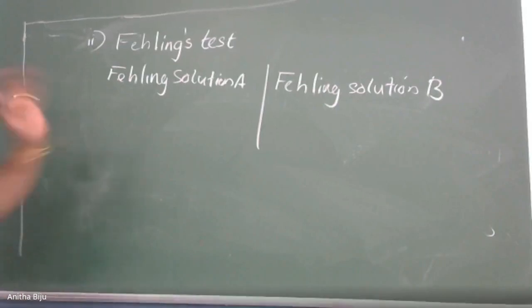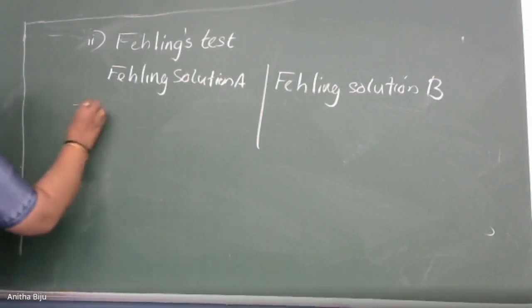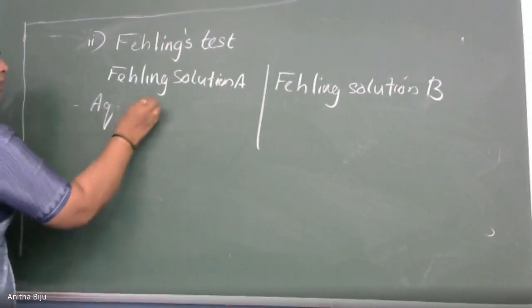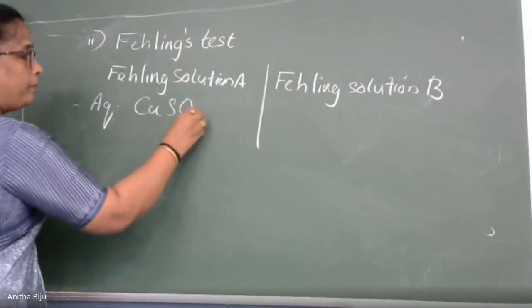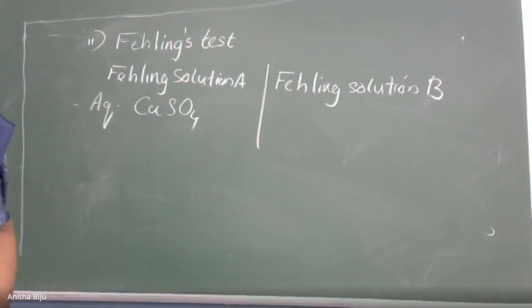Then what is chemically Fehling solution A? Fehling solution A is aqueous copper sulfate. What is the color of copper sulfate? Blue. So Fehling solution A is blue in color. And chemically, Fehling solution A is aqueous copper sulfate.